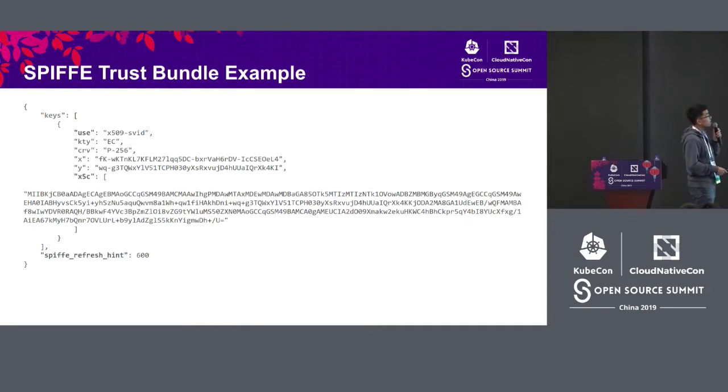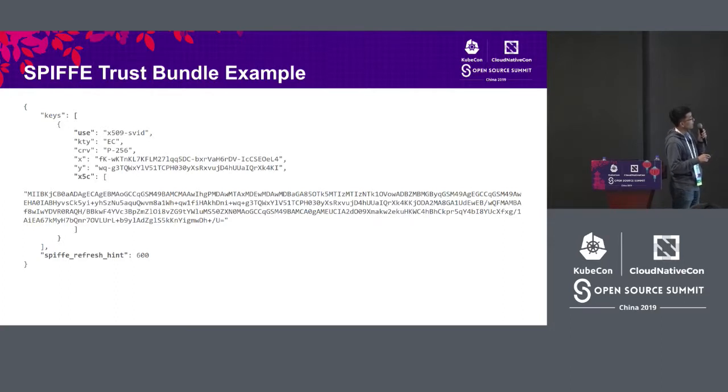SVID means SPIFFE verifiable identity document. The X5C, this part is critical. It carries the base64 encoded DER of the X509 certificate that you use to verify the certificates for that trust domain. And one more interesting field is this one, SPIFFE refresh hint, which means this bundle will be valid for 10 minutes, 600 seconds, right?